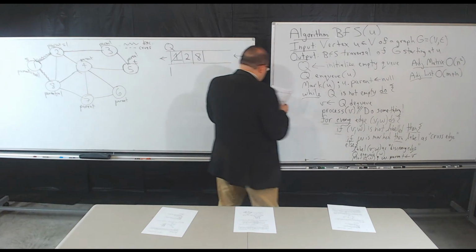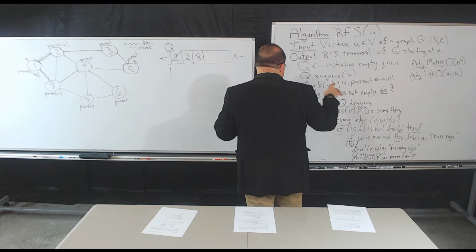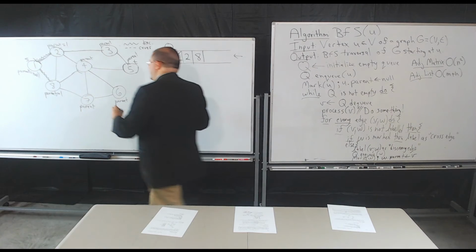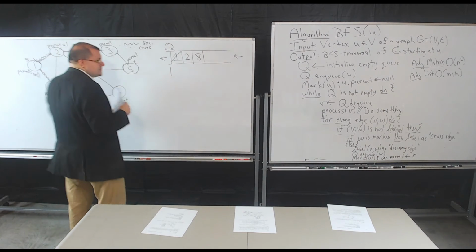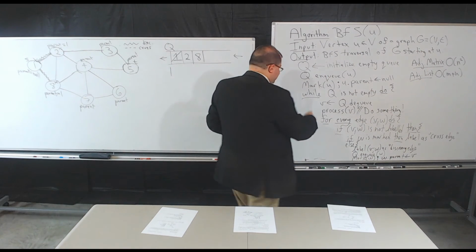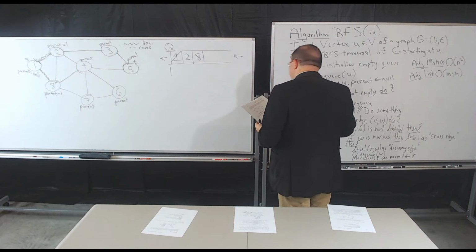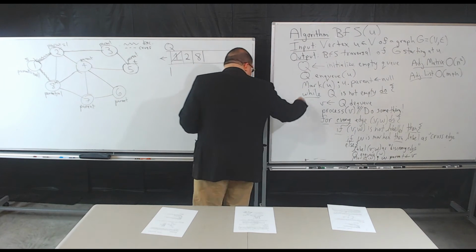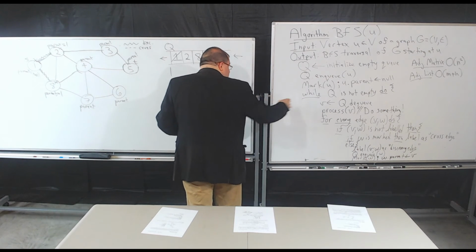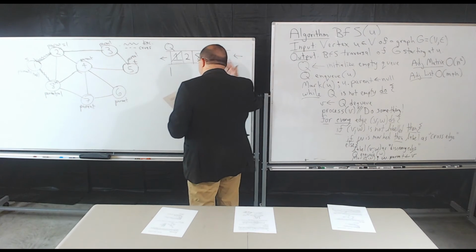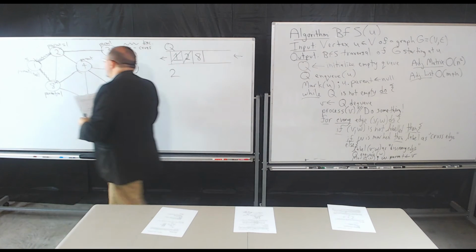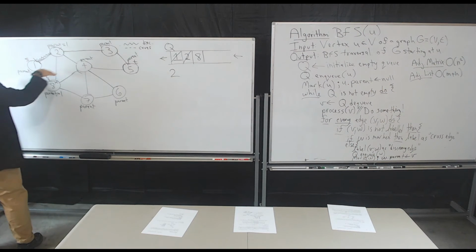So now, what's next? I have to mark 8, right? Don't forget I have to mark 8. Okay, now, have I considered all the edges incident on 1? Yes, I did. So what do? We go back up to the while loop. It's not empty, so I DQ 2. And now I go through all the incident edges of 2.